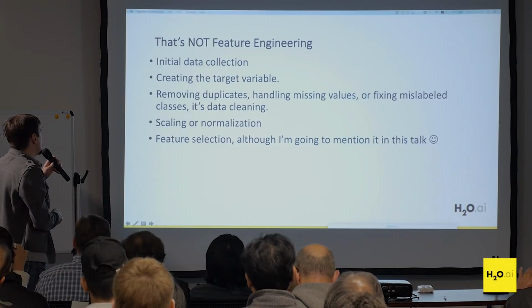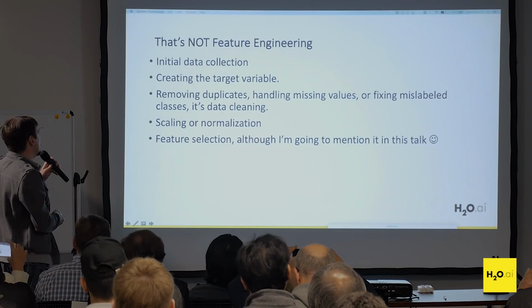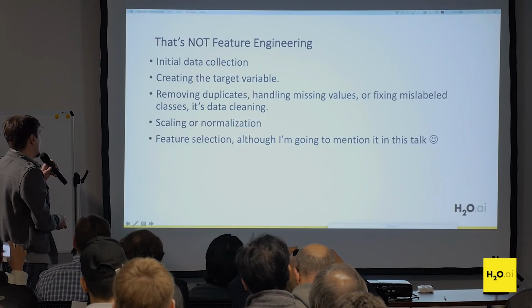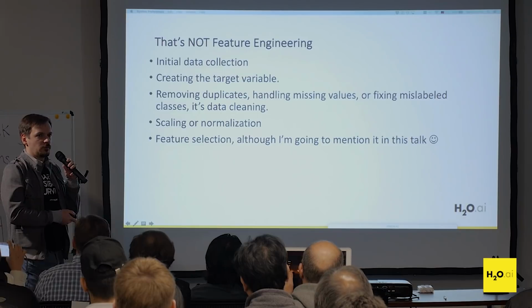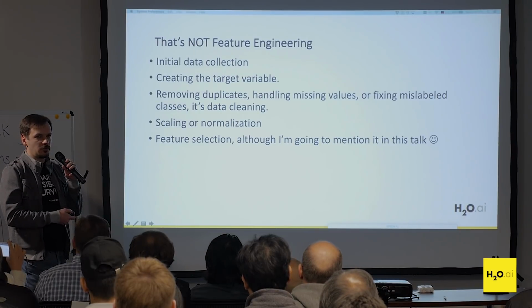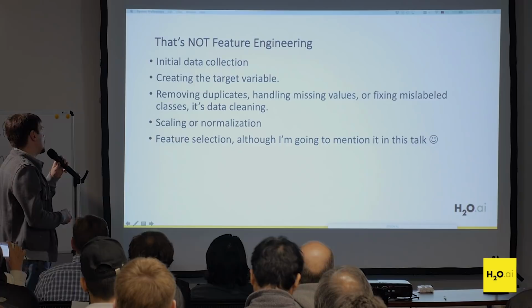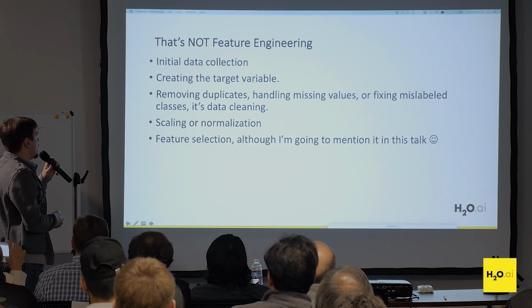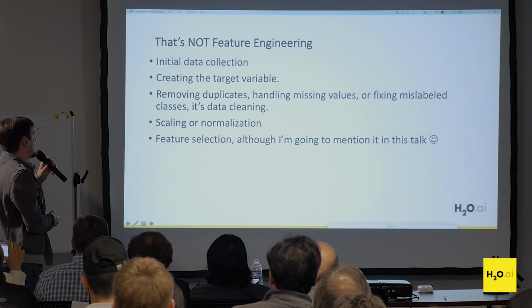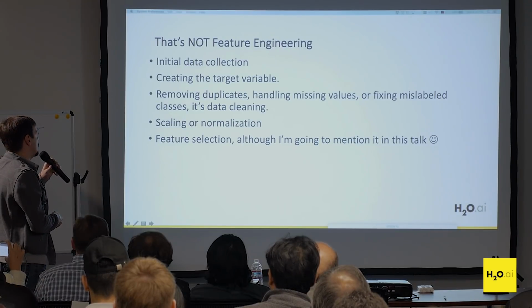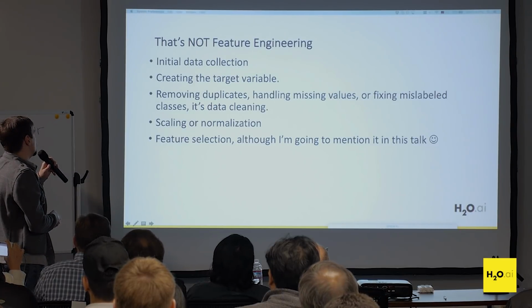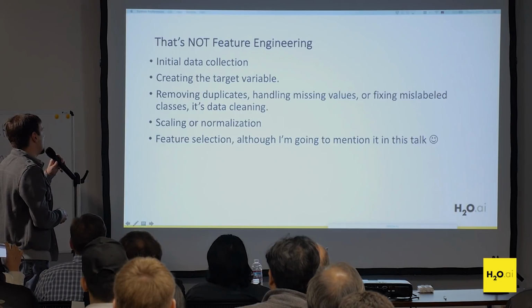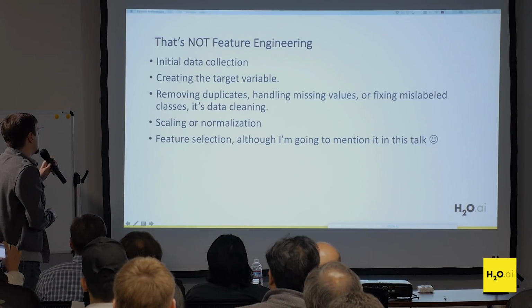So, not feature engineering from my point of view: as I mentioned, initial data collection cannot be feature engineering. The creation of the target variable, because it's something that should be business driven, right? You have to have some business need to predict something to fulfill some business goals. Removing duplicates, missing values, fixing mislabeled classes, it's more like data cleaning. Of course, each machine learning model should be more or less stable if you put in a duplicate or a missing value, but it's not the goal of feature engineering. It's more like data cleaning.